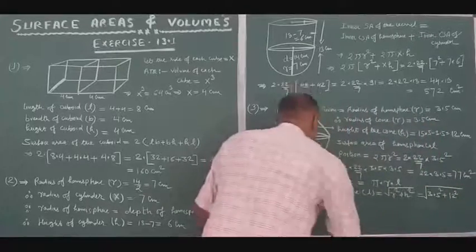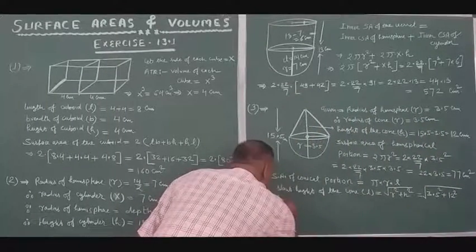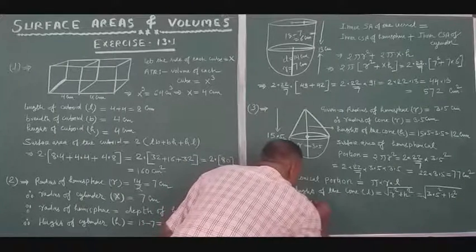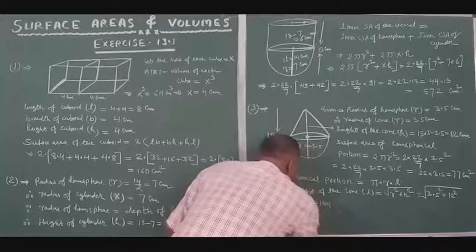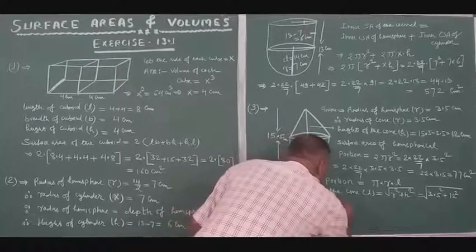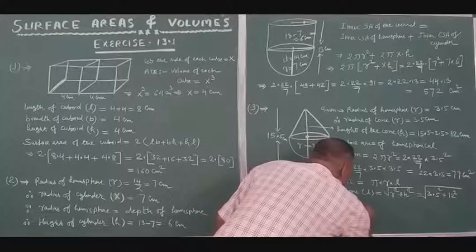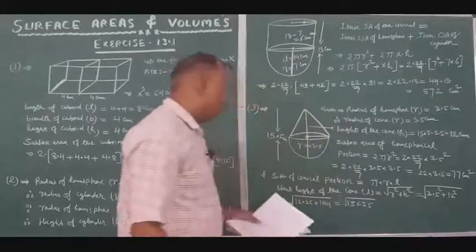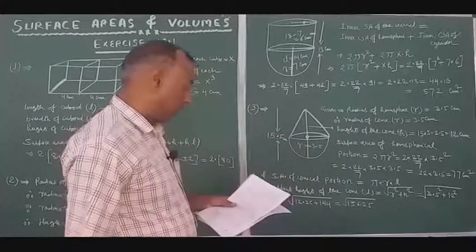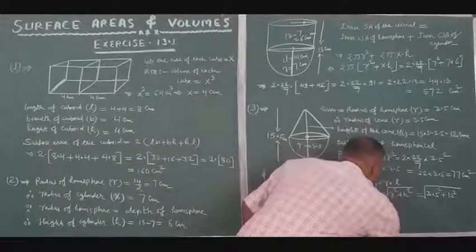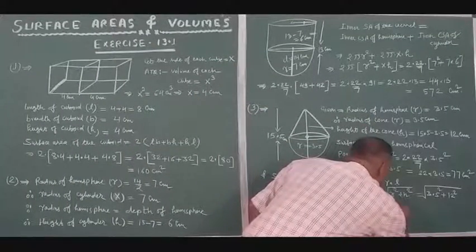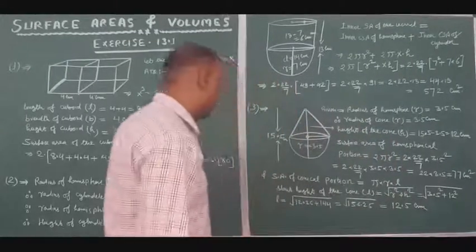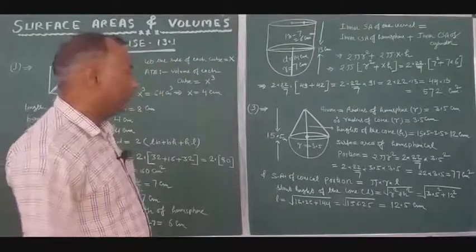So now l is given by the square root of 3.5 squared, which is 12.25, plus 12 squared, which is 144. When you add them, you will get 156.25. What is the value of l? Under root 156.25. Taking the square root, we get 12.5 centimeter. This is the slant height of the cone.